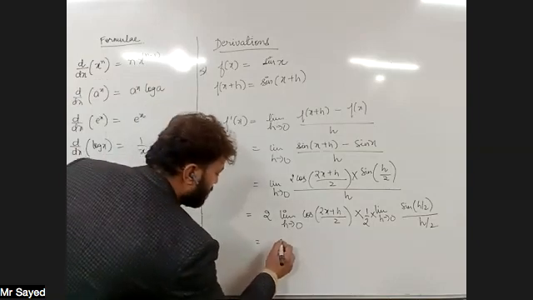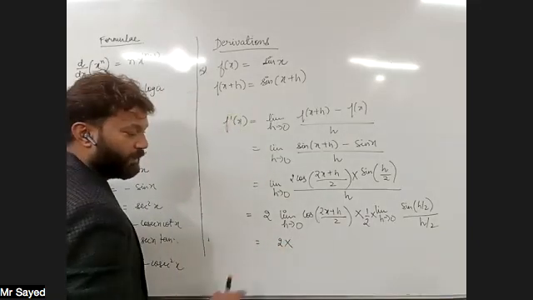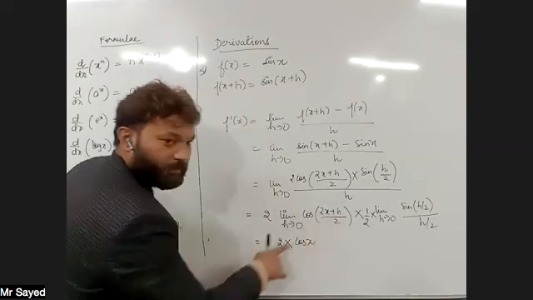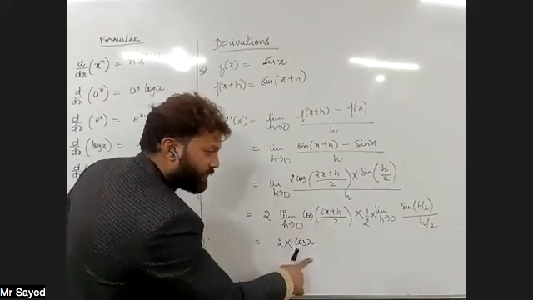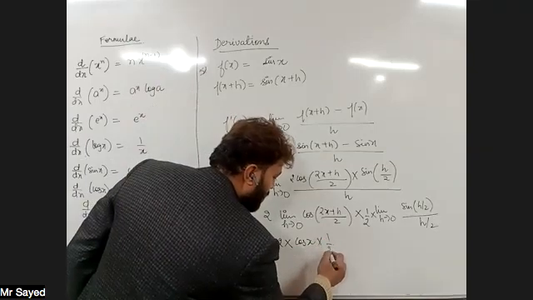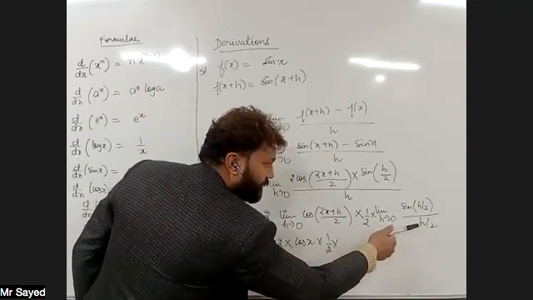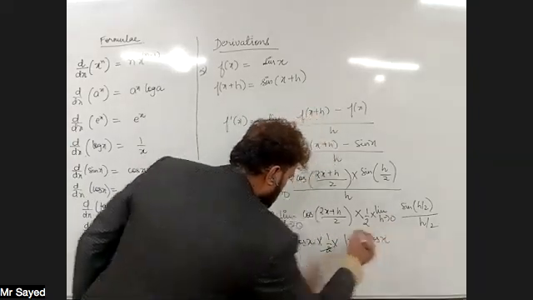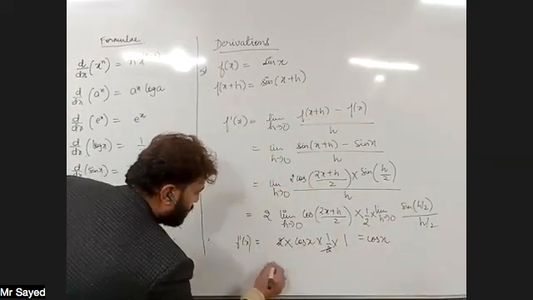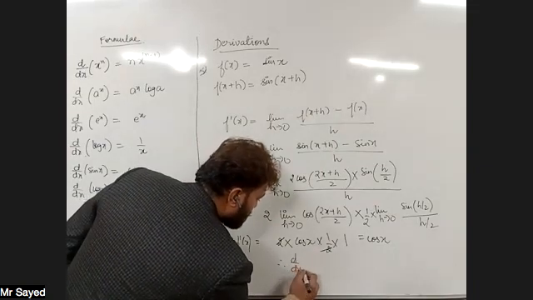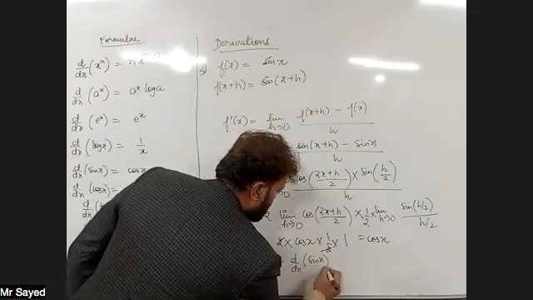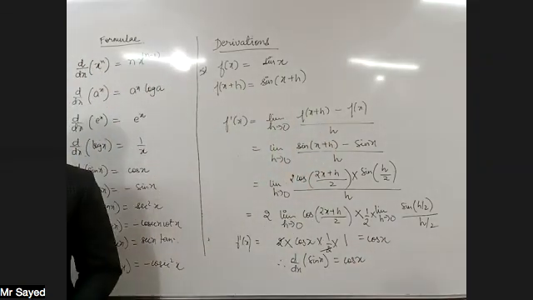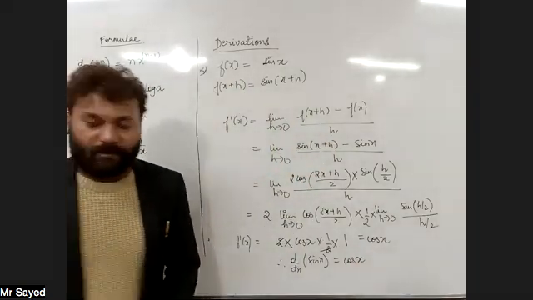Now look, this 2 as it is, in place of h we can write 0, so this will be cos x, because cos of 2x upon 2 will be cos x, into 1 upon 2, and sin theta upon theta is 1. This 2 and this 2 cancelled. This is equal to cos x. So we can write d by dx of sin x is equal to cos x. Am I clear with it? Do it now.